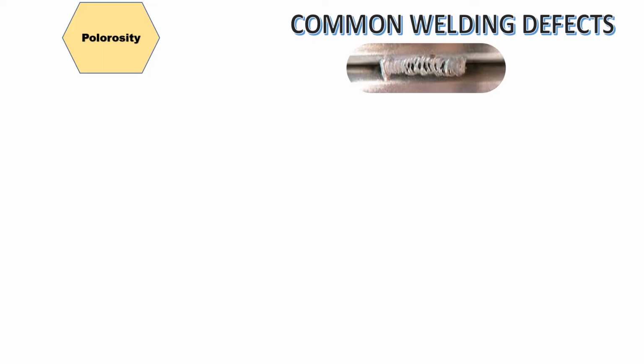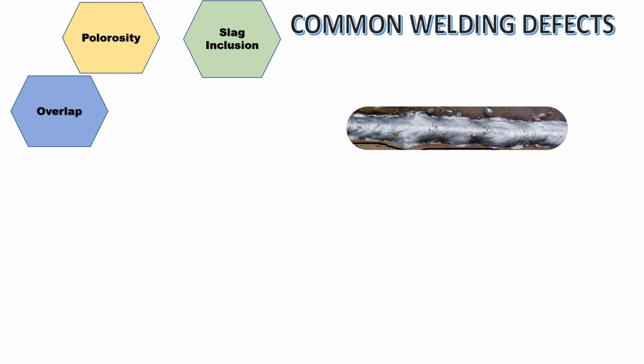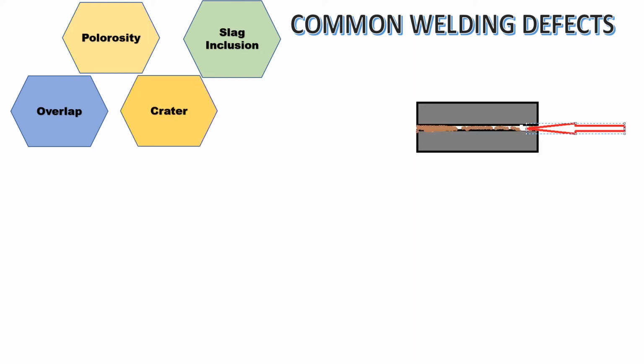Porosity. Porosity is the presence of surface breaks in weld metal caused by gases released from the weld as it solidifies. Second, slag inclusions is the presence of lines, either continuous or discontinuous, along the length of the weld. Overlap is caused due to an overflow of the molten metal over the surface of the base metal. Weld crater is the unfilled end of a weld.